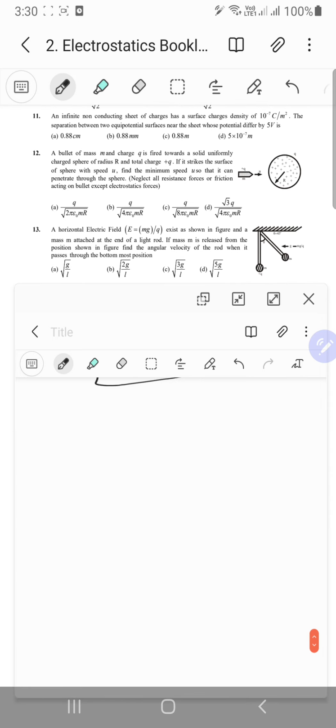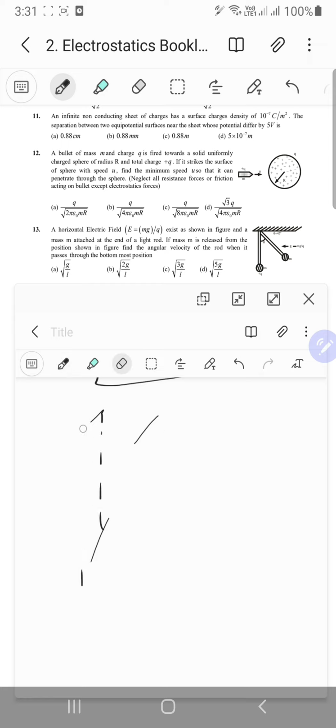An infinite non-conducting sheet of charge has a surface charge density of 10 power negative 7 coulomb per meter squared. The separation between two equipotential surfaces near the sheet. What? An infinite non-conducting sheet of charge. So it's a big sheet of charge, like infinite basically. It's non-conducting, cool. Surface charge density of 10 power negative 7 coulomb per meter squared. The separation between two equipotential surfaces near the sheet whose potential differ by 5 volts.